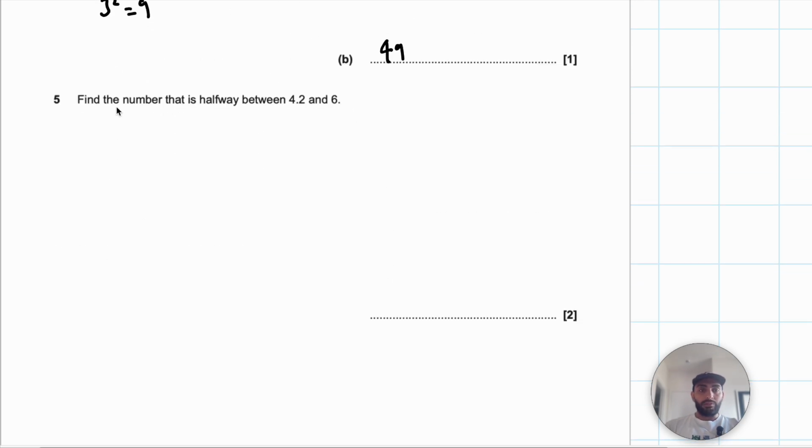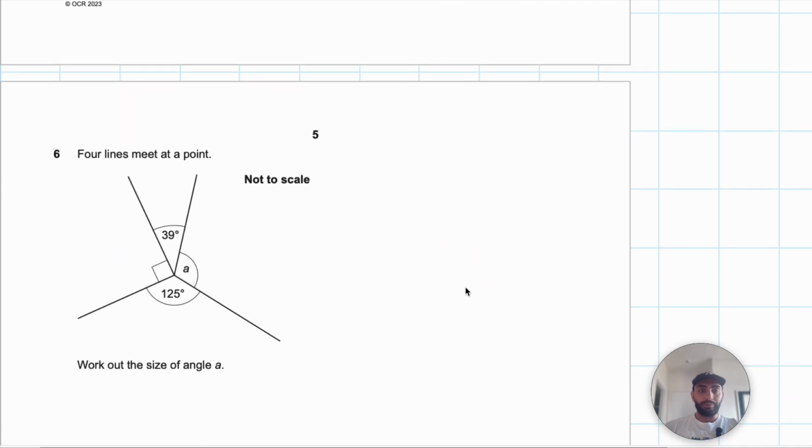Question 5. Find the number that is halfway between 4.2 and 6. If we're looking for the number that's exactly halfway between those two, we need to find the mean of those two. So we're going to add them up together and divide by how many they are. 4.2 add 6. 6 add 4 is 10, so 10.2. 10.2 divided by 2 is the same as 10 divided by 2, which is 5. And 0.2 divided by 2 is 0.1, so 5.1.